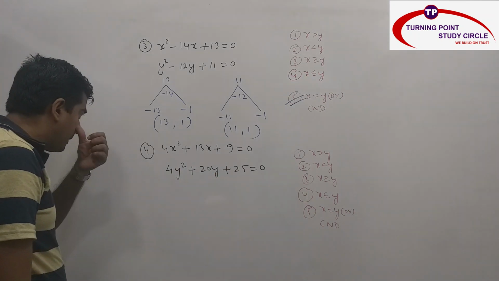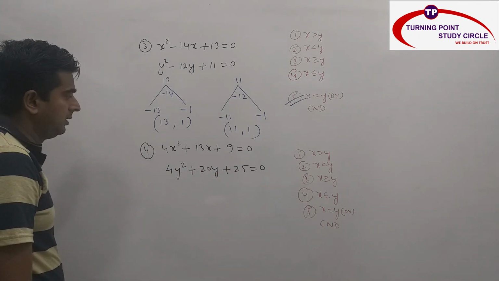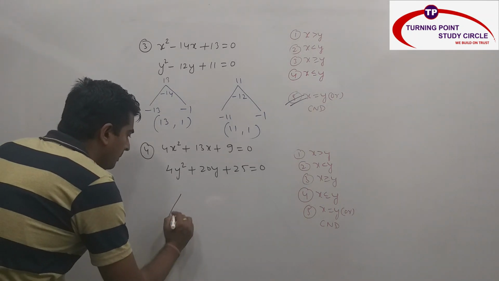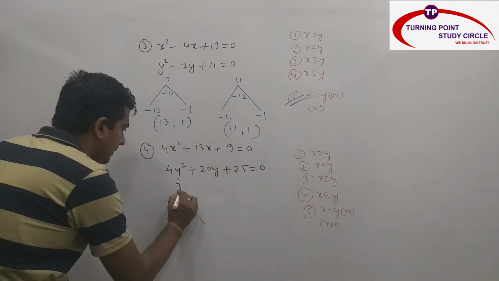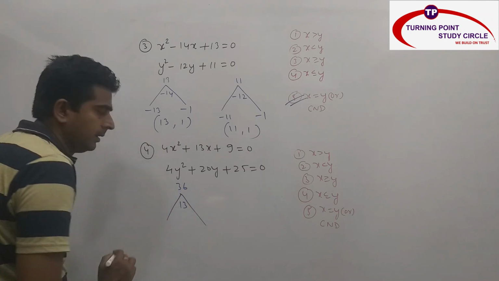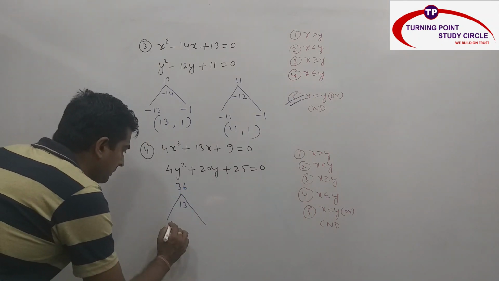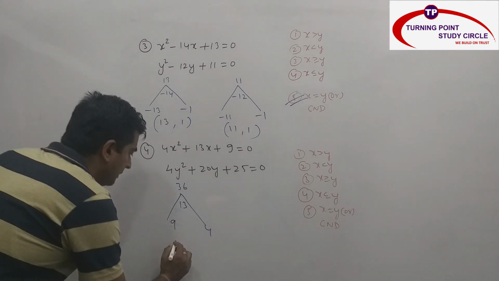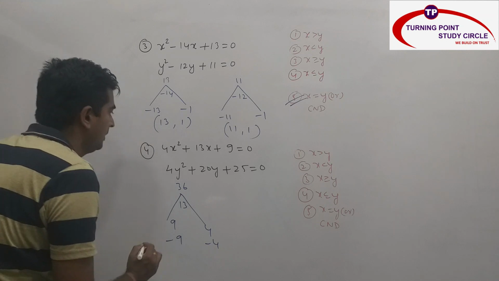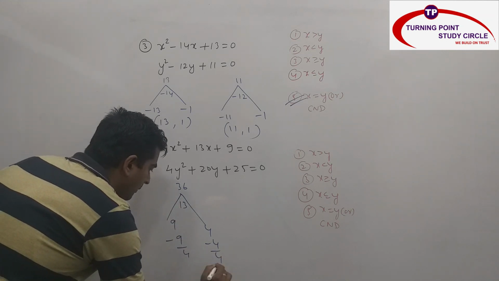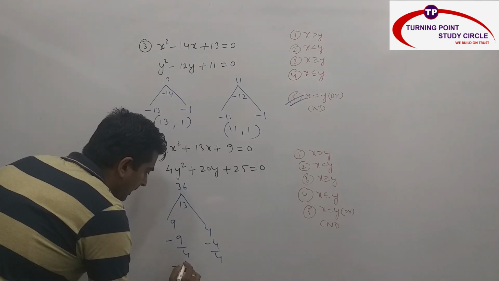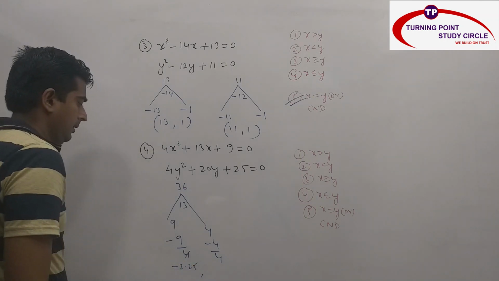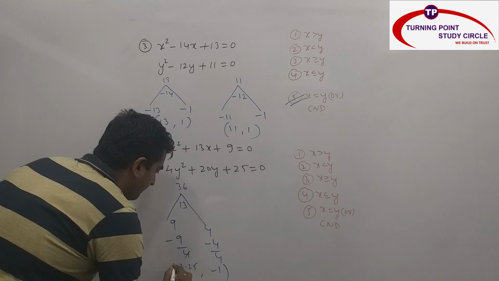Next one, 4x square plus 13x plus 9 is equal to 0, and 4y square plus 20y plus 25 is equal to 0. So I am taking here 9 into 4 is 36 and this is 13. What can be the two numbers? Again 9 and 4, because 9 times 4 is 36, 9 plus 4 is 13. So minus 9, minus 4, divide by 4, divide by 4. This is nothing but how much? 2.25 and then minus 1.